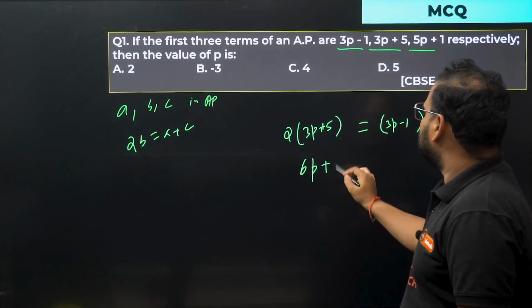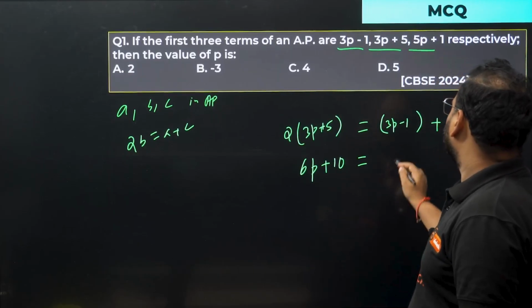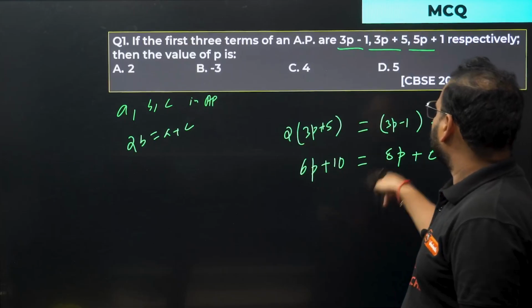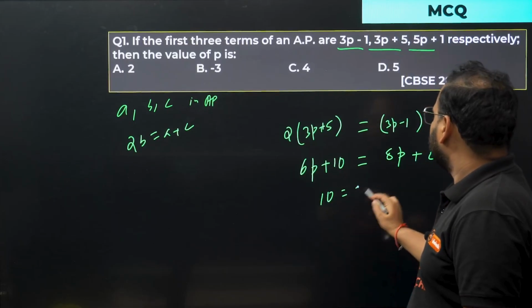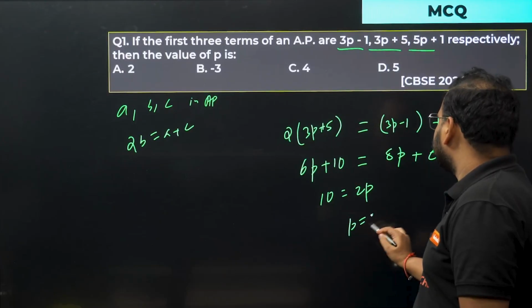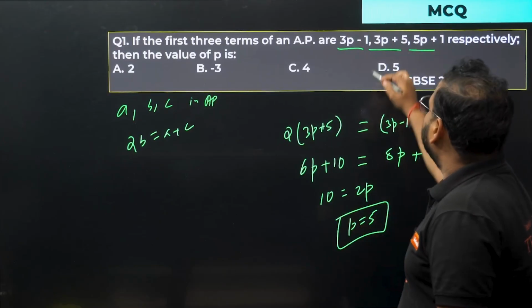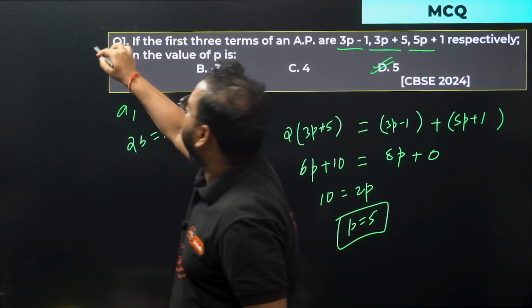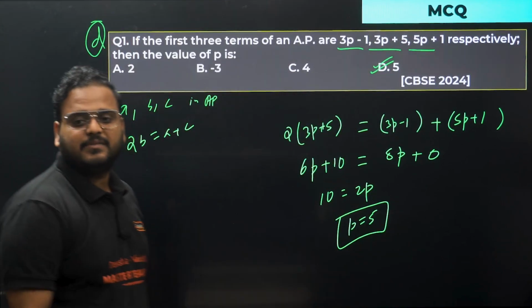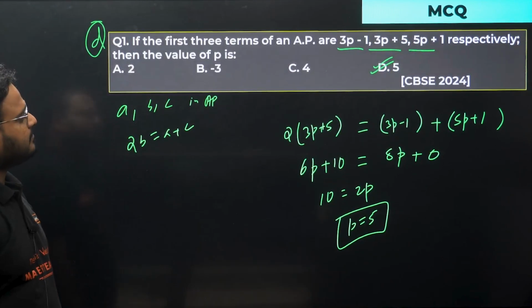6p plus 10 equals 8p plus 0, right? Bring this over here. I get 10 equals 2p, because 8p minus 6p is 2p. I get the value of p as 5. Option D is correct. Please have a look. Option D is correct. Okay.